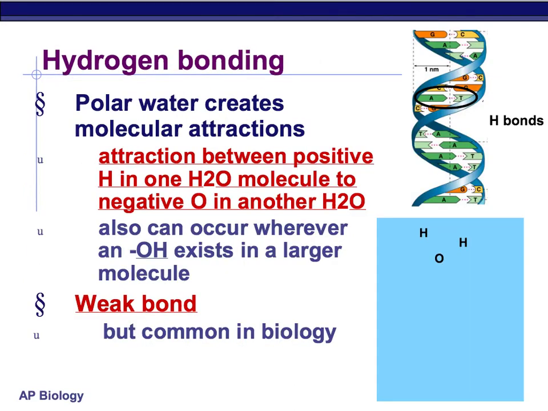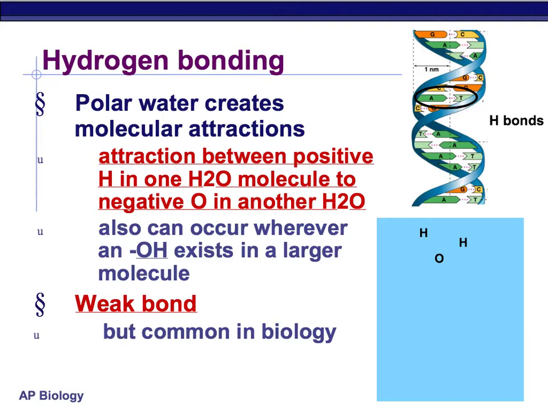Okay, hydrogen bonding. So polar water creates molecular attractions. And a lot of these attractions are hydrogen bonds. Hydrogen bonding is pretty much an affinity or an attraction between the positive hydrogen in one water molecule to the negative oxygen in another water molecule.